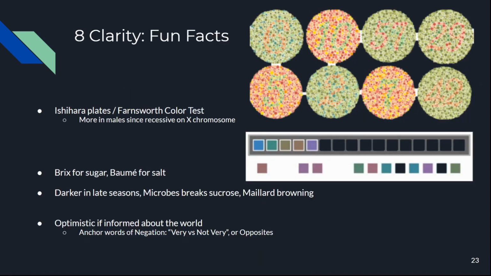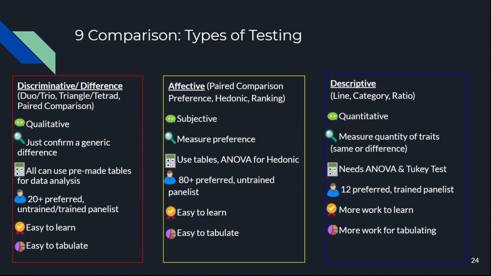To wrap up, I'll be showing 2 slides comparing tests while I read these facts. Here are 2 color blindness tests, Ishihara plates, where you need to see the number in the circle, and Farnsworth tests, where you order the colors correctly based on hues. Here's a quick comparison of discrimination, affective, and descriptive tests. Brix measurements are for sugars in the solution, while Baumé is for salt.